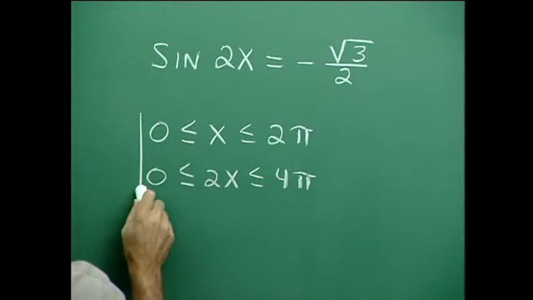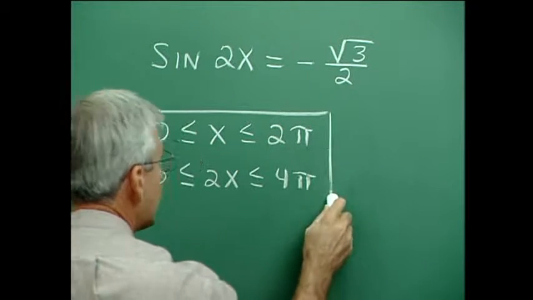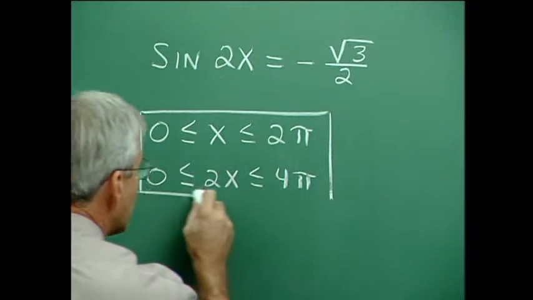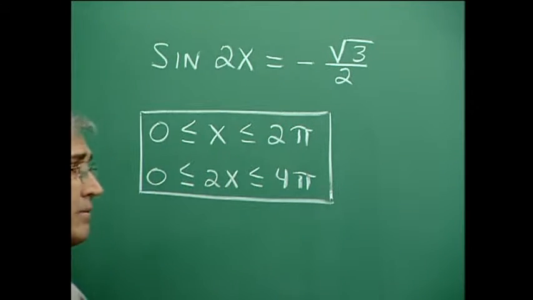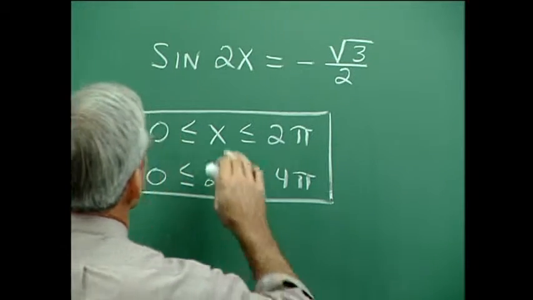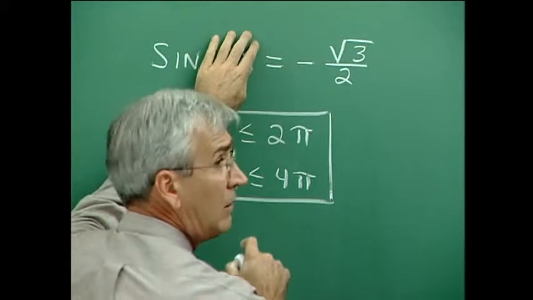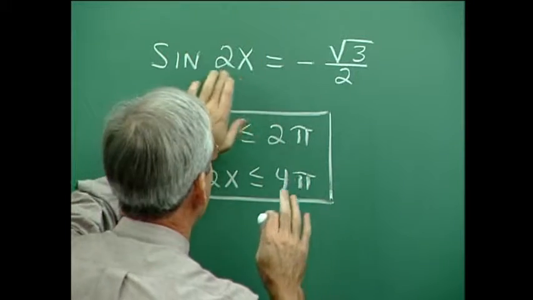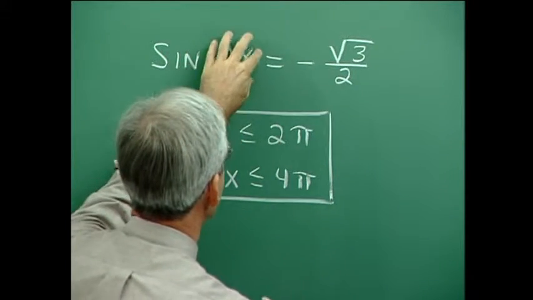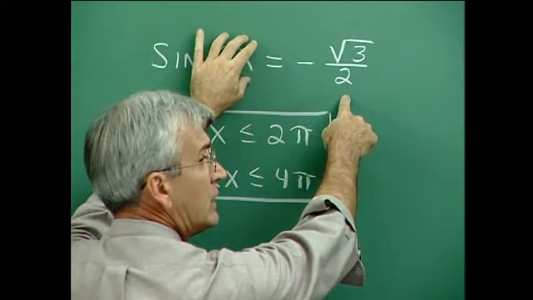Now, let's keep that in mind. We have to keep that in mind as we begin to identify solutions to our particular problem. Okay, so here we go. I've got the sine of some angle, and I'm not going to worry about the 2 being involved in here, but the sine of some angle is negative square root of 3 over 2.